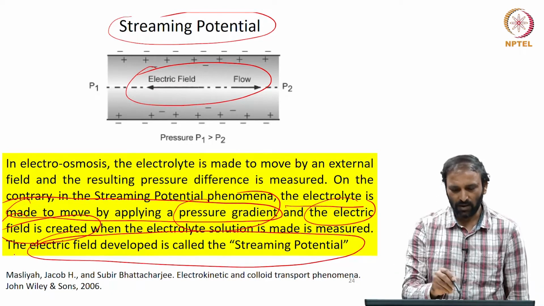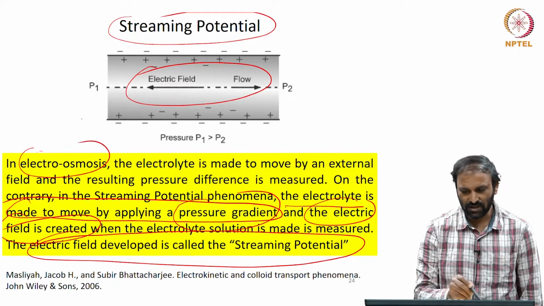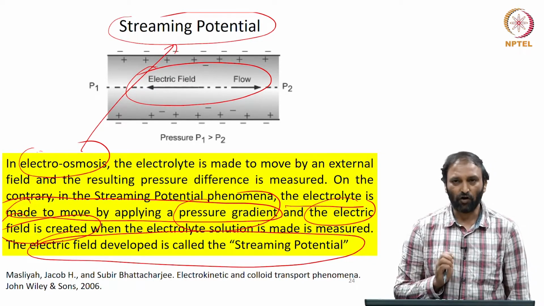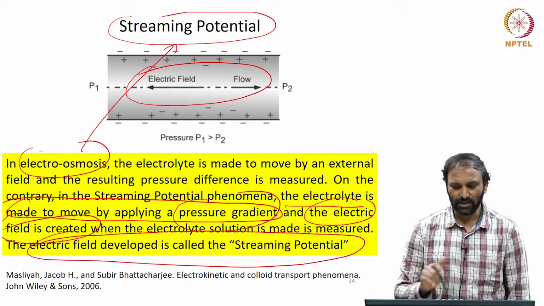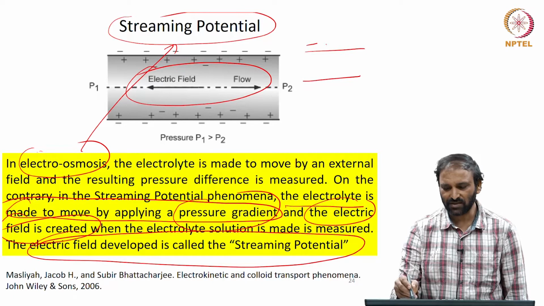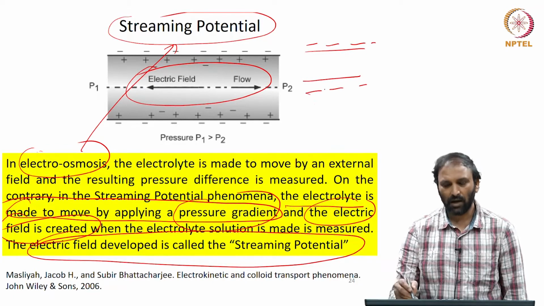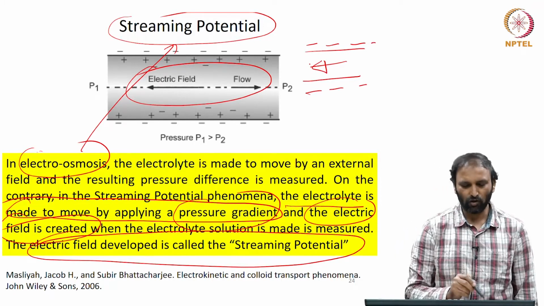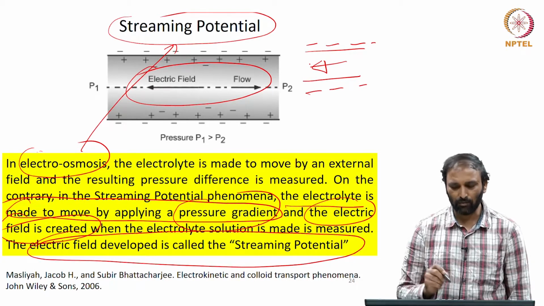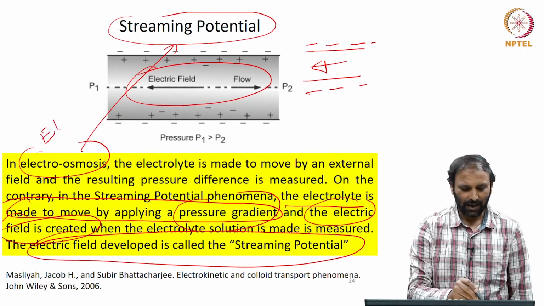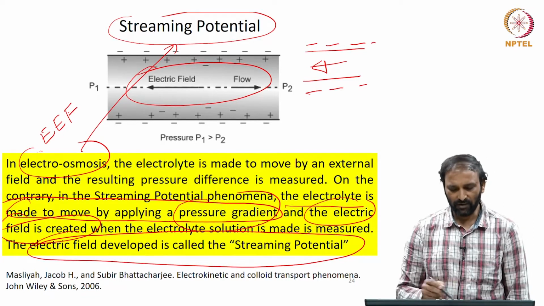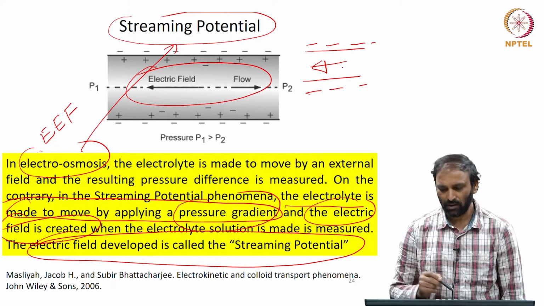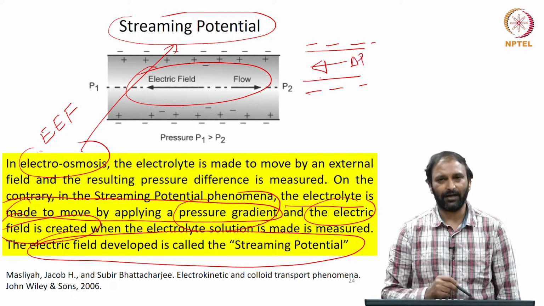So, the difference between electro osmosis and streaming potential is essentially that the phenomena are similar: you have stationary charged surfaces in both cases, and what is moving is the electrolyte. However, in electro osmosis, the electrolyte is made to move by applying an external electric field. In the case of streaming potential, the electrolyte is set into motion by applying a pressure gradient.